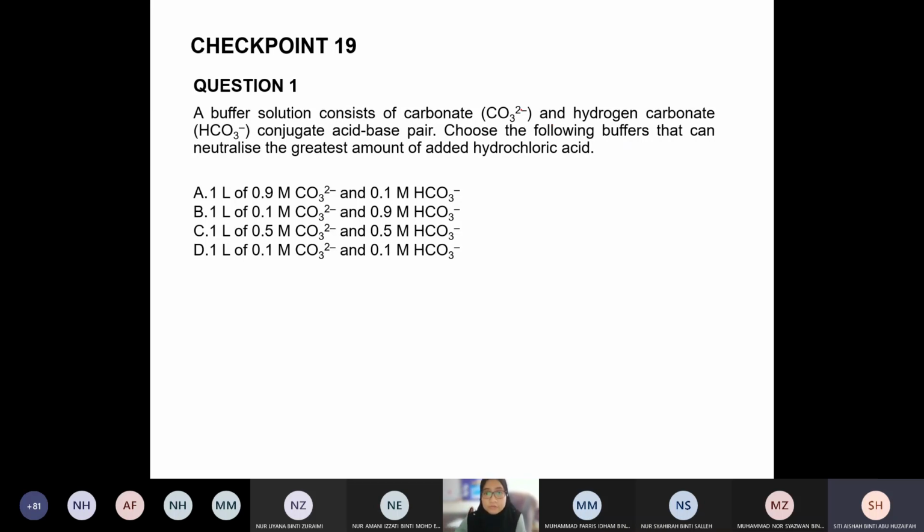Okay, you must identify first. Is this the base or the conjugate acid? Which one is the base, which one is the acid? You must identify that first. So this is the acid species. If you don't know whether it's weak or not, just put acid species. This is the base species. How do you know? CO3 2 minus plus H2O becomes HCO3 minus plus OH minus. So this is the base species.